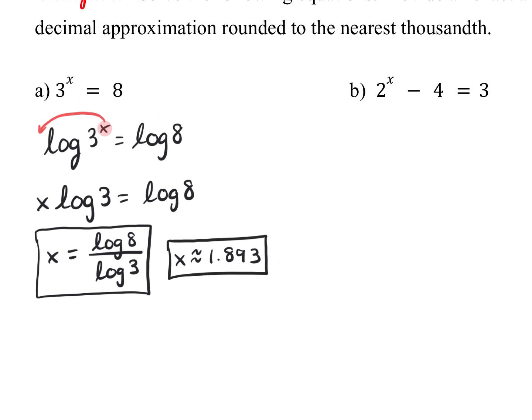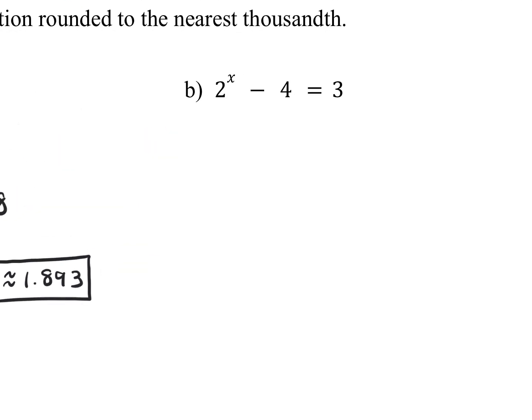So this is one way you can use this strategy. You can just take the common log of both sides. In this one, I'm going to do it slightly differently. First, we do need to isolate our exponential term. So I'm going to add 4 to both sides. And again, there's no way to rewrite these terms so they have the same base. But this time, instead of taking the common log of both sides, I'm going to take the log base 2 of both sides. As long as you're doing the same base logarithm of both sides, it's completely legal.